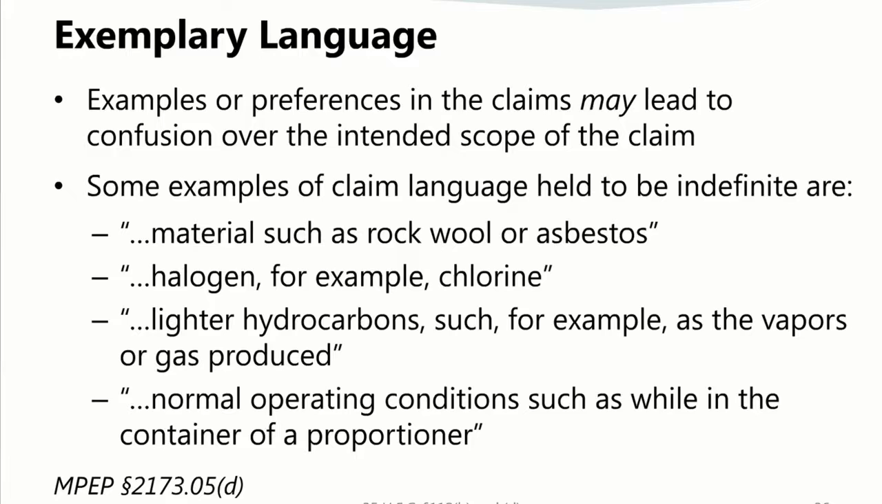Description of examples or preferences is properly set forth in the specification rather than the claims. If stated in the claims, examples and preferences may lead to confusion over the intended scope of a claim. You should analyze whether the metes and bounds of the claim are clearly set forth. "Materials such as rock wool or asbestos," for example, was held to be indefinite because it was unclear whether applicant is claiming rock wool or asbestos, or all materials similar to rock wool and asbestos.